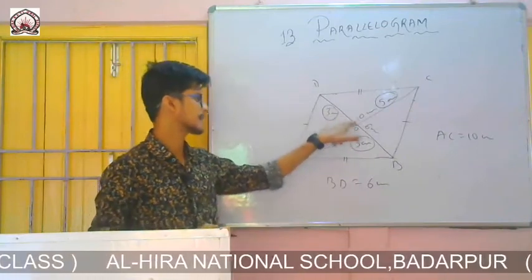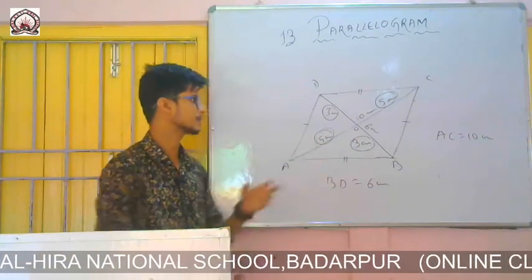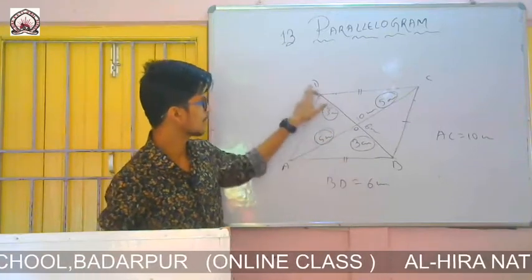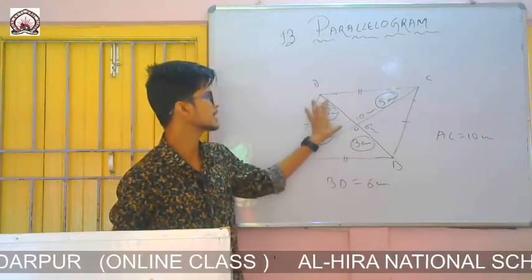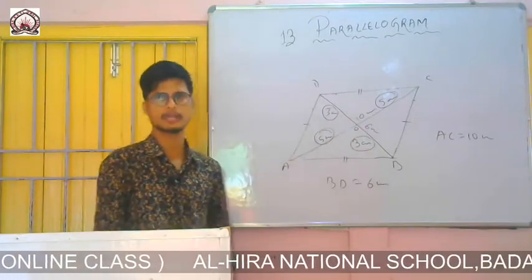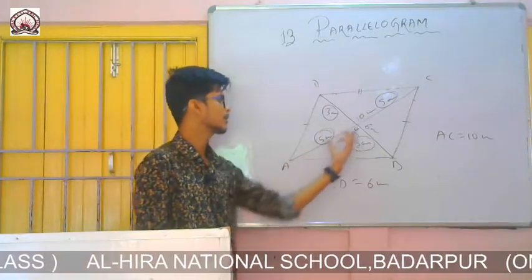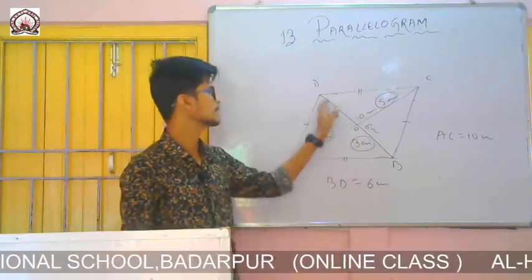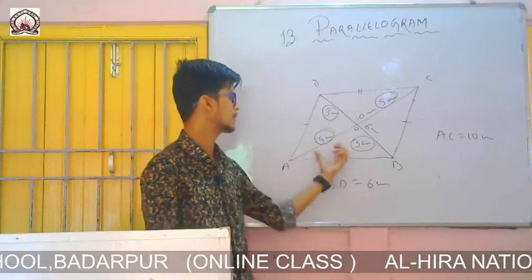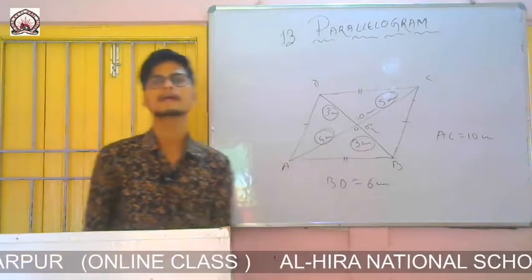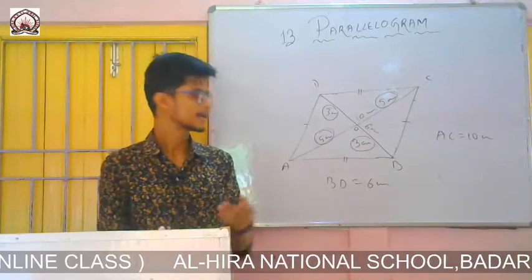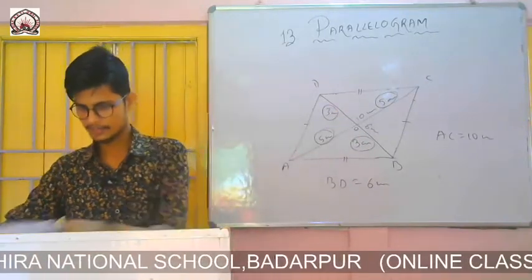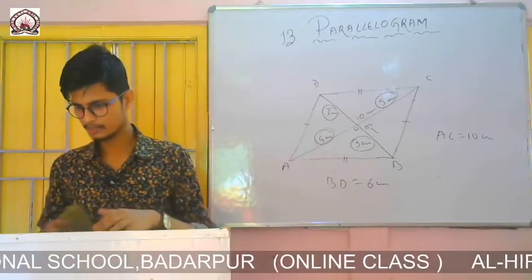The diagonal is bisected. One diagonal bisects the other diagonal into two equal parts. If the whole line BD is 6 centimeter, then each part will be 3 centimeter. And if the whole AC is 10 centimeter, then BD will bisect it into two equal parts, one 5 centimeter and another also 5 centimeter. 5 plus 5 is 10, and 3 plus 3 is 6. Okay, now let's begin our exercise, exercise 13A.